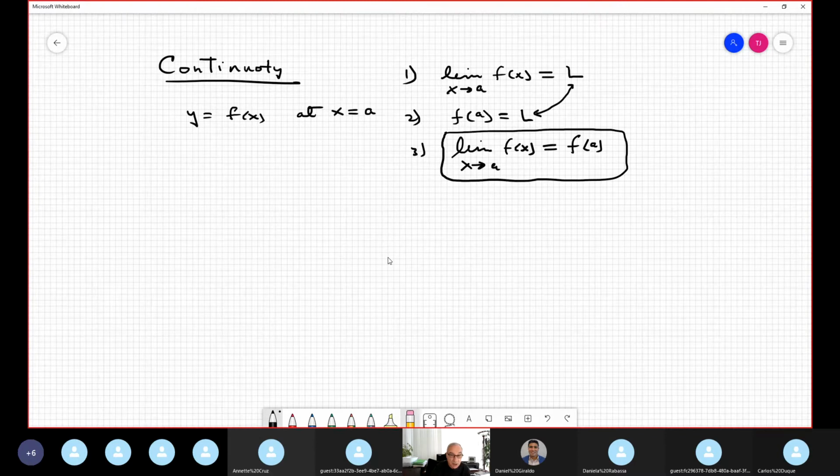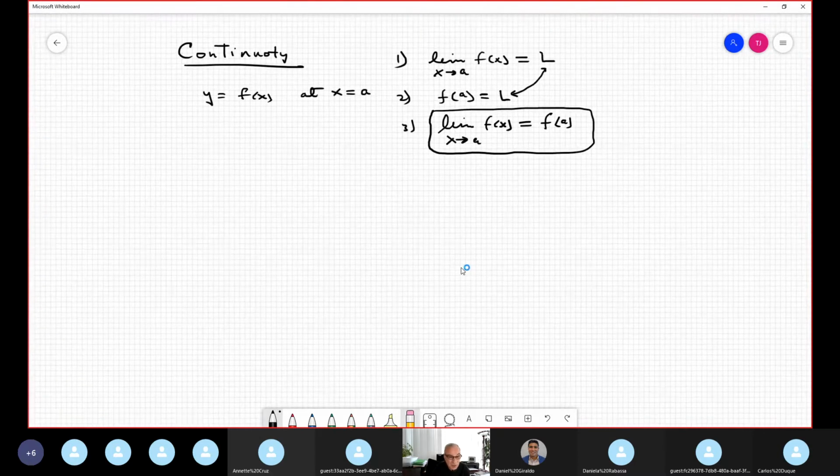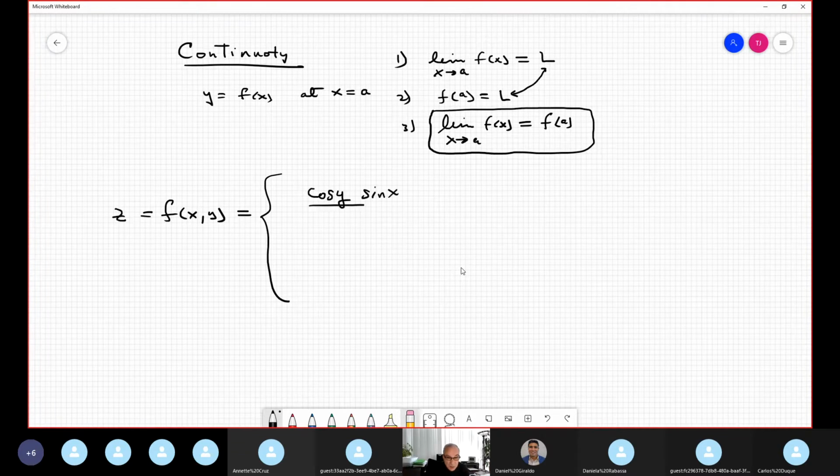Okay, continuity. Now, in multivariable it is the same. For example, one elementary example: we have a function in 3 dimensions, 2 independent variables and 1 dependent variable. So we define this like a piecewise function. Suppose cosine y sine x divided by x, valid for the point x, y not 0, and cosine y only for the point x, y equal to 0, 0.